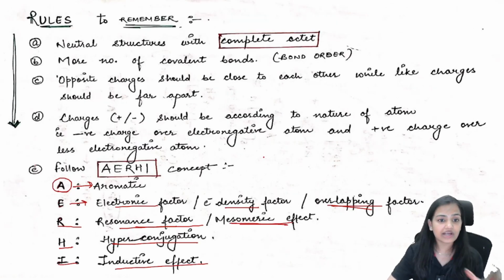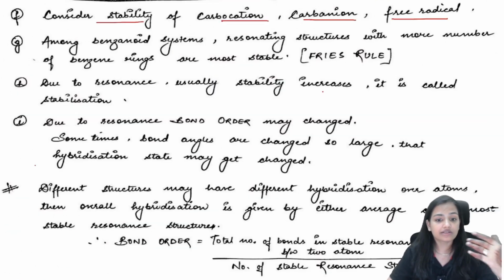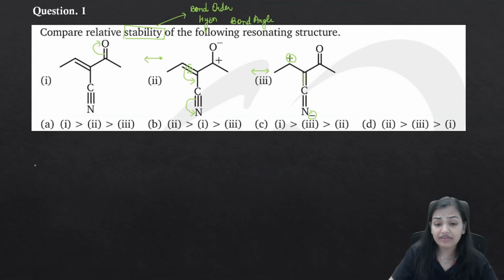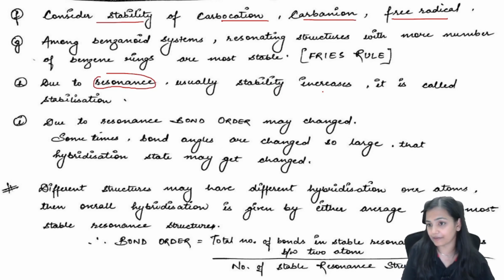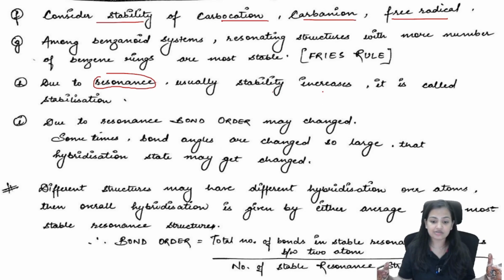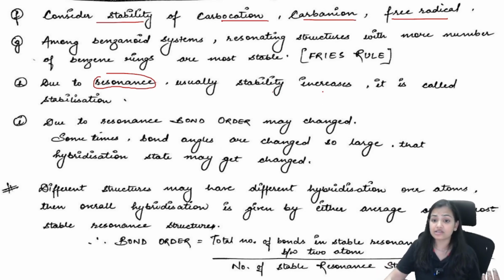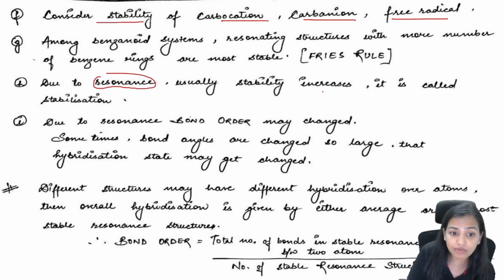Whatever I have explained to you is given in this particular slide. So what are the factors, how we have to follow and why we have to follow? Let me tell you why. Usually, whenever there is a resonance, it leads to more stability. If we know that out of these three resonating structures, this particular structure is most stable, then that particular structure is only going to decide your bond order.